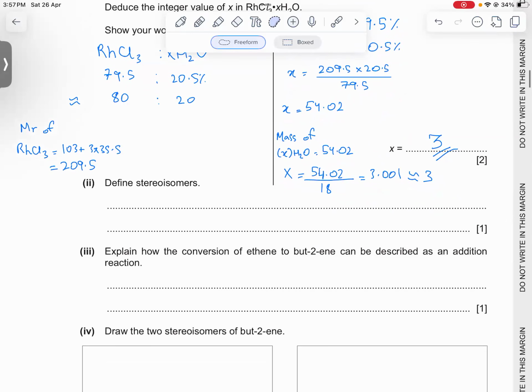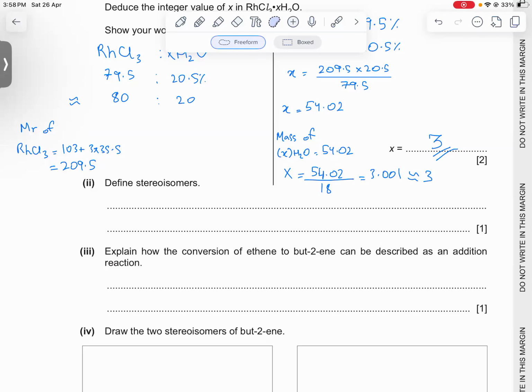All right. The next question says define stereoisomers. Now, stereoisomers, we do not say compounds having same structural formula but different molecular formula, something like that. We don't say that. What do we say instead? We say that stereoisomers are compounds having same molecular formula but different arrangement of atoms in space. All right, same molecular formula and same structure but different arrangement of atoms in space.